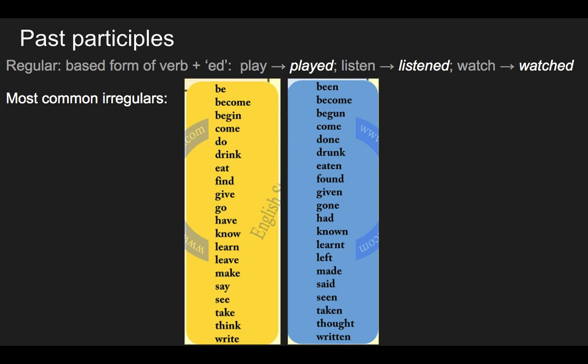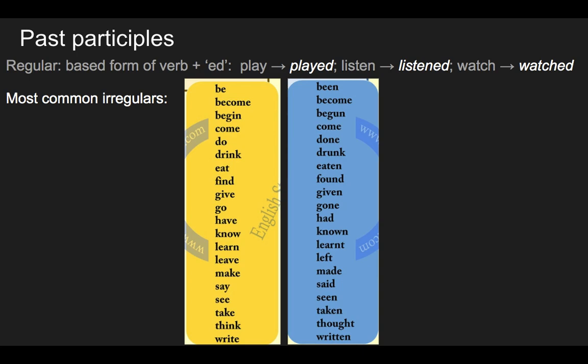We already saw to buy and bought. Here we've got as well do, done, drink, drunk. So we could say Colombian coffee is drunk all over the world. Eat, eaten. Arepas are eaten in Colombia. Go, gone, have, had, know, known. We saw that Colombian coffee is known all over the world. It's famous.